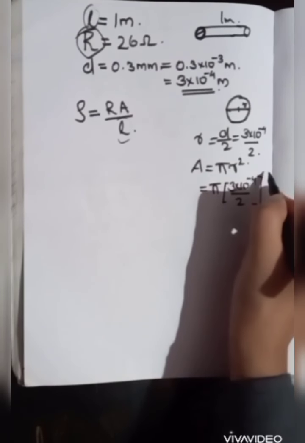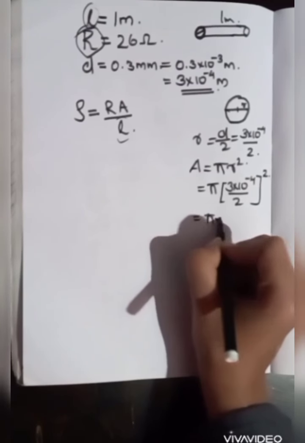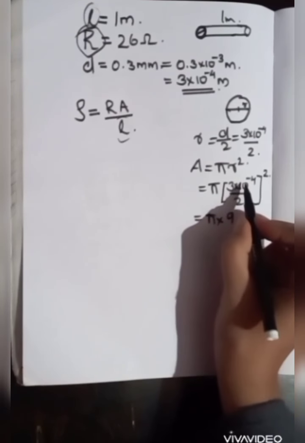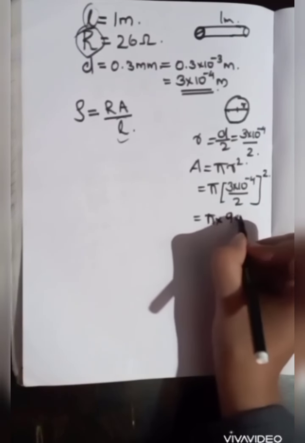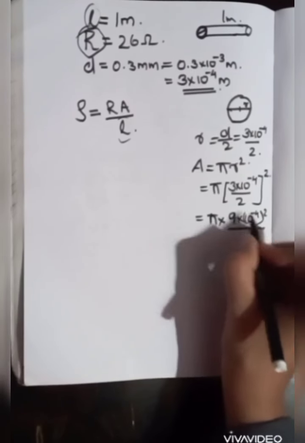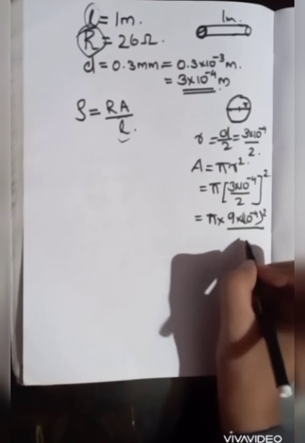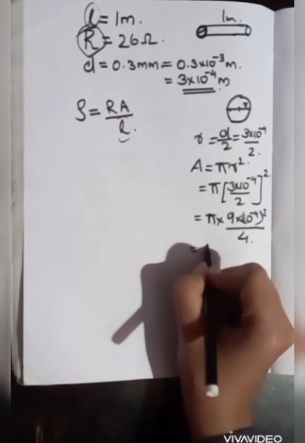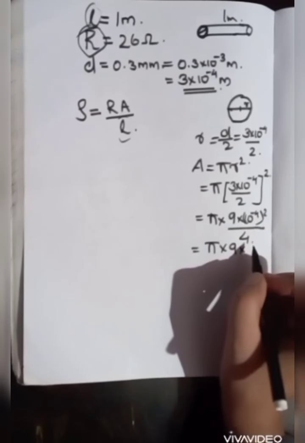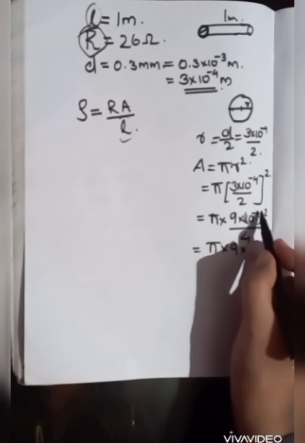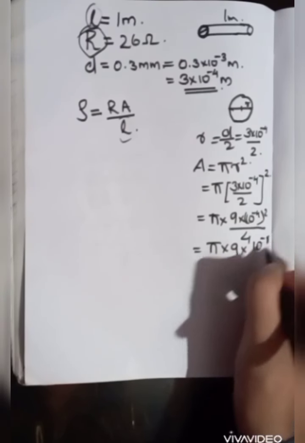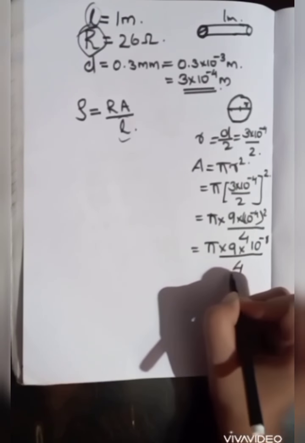all squared. Pi into 3 square, which is 9, then 10 raised to minus 4 all raised to 2, all divided by 2 square, that is 4. That is, we can write pi into 9 into 10 raised to minus 4 squared, which is 10 raised to minus 8, all divided by 4.